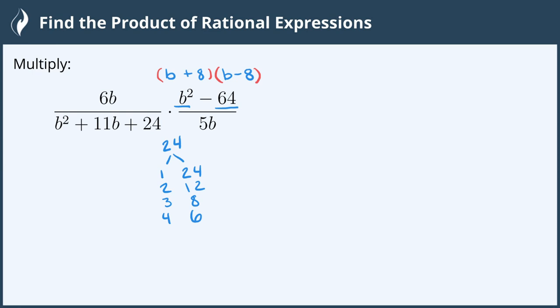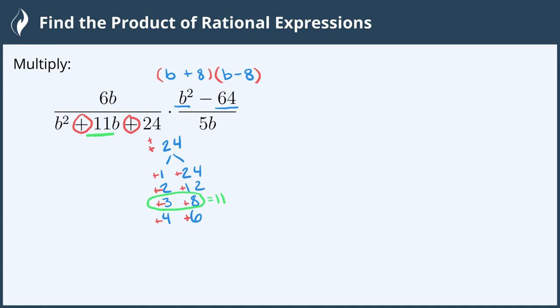Now that we have all the factors, we need to look at the signs. The last sign is positive. This means that the signs of the factors are the same. They'll either both be positive or both be negative. Then we look at the sign of the middle term and it's positive, so they will both be positive, making them matching, and we can fill that in. Now we find a combination that will give us a positive 11. When I combine positive 8 and positive 3, I get positive 11.